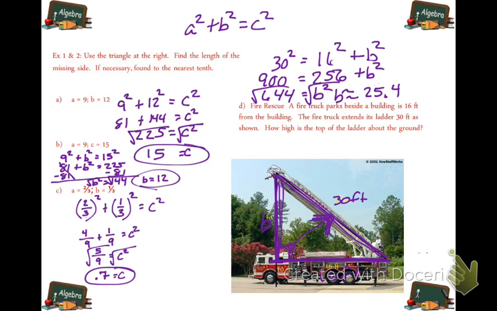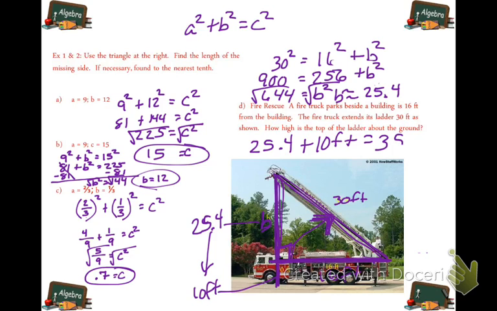Okay, that's this part of it. Now, from the top of the truck to the floor, they also give you information. They say this section is 10 feet tall. So from that, you're going to have 25.4 feet. This is what B equals, 25.4. Plus the 10 feet going down. So you add the 10 feet. And that should be 35.4 feet, which is how high off the ground the ladder is at the tip.